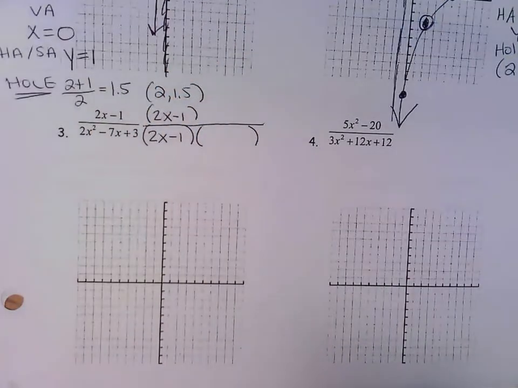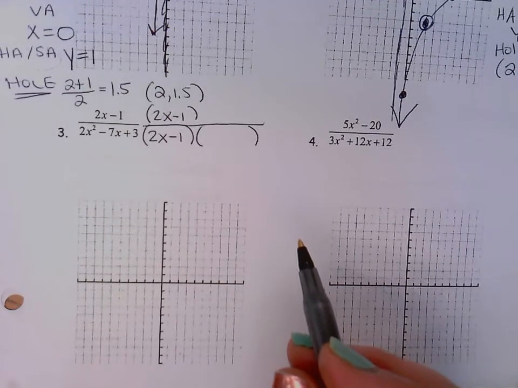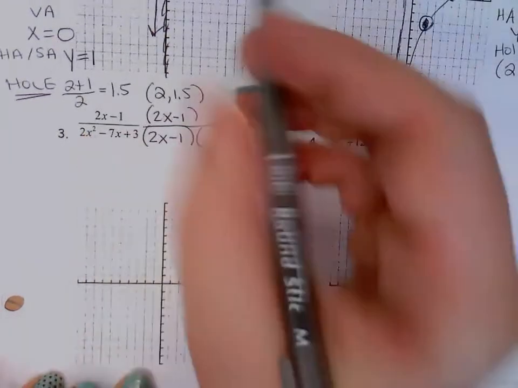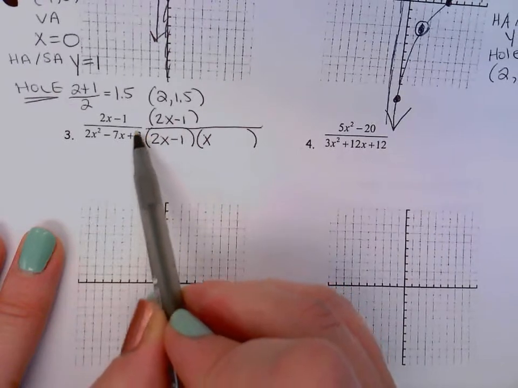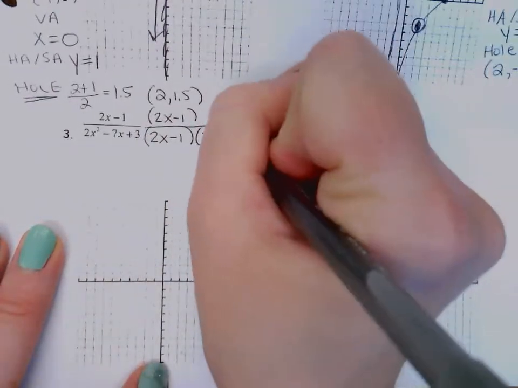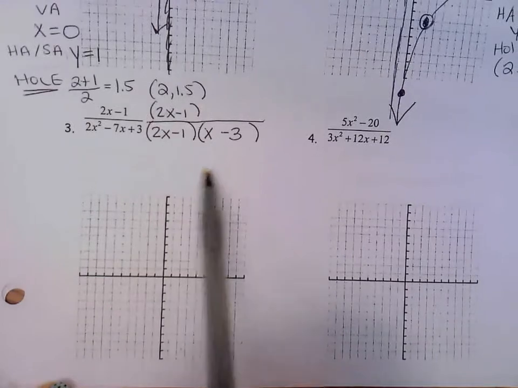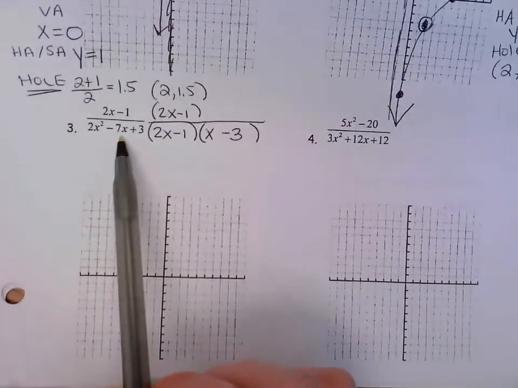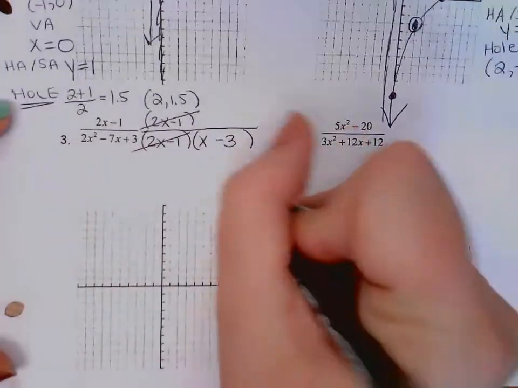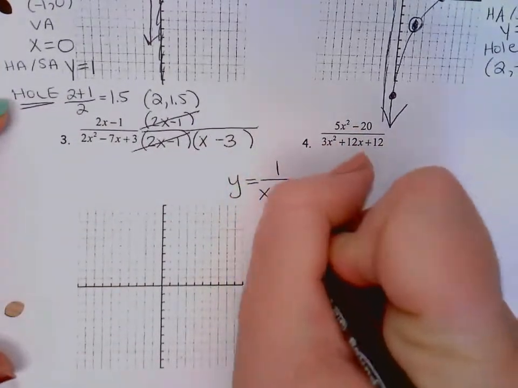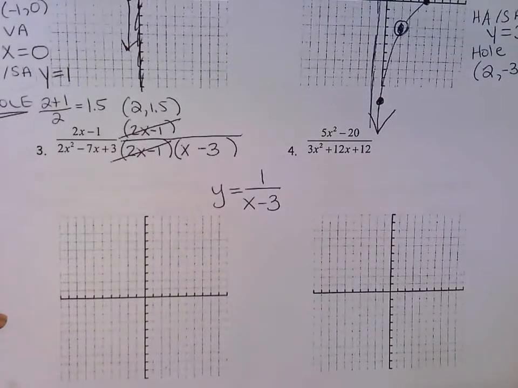So if you hate the box method, look for those little hints to help you. And so if you have to do 2x times something to get 2x squared, this would have to be x, right? And then what would you have to multiply to get positive 3, negative 3? Then you should check, does my outer plus my inner add up to negative 7x? Yes, it does. So there we go. Those factors do cancel, and I get 1 over x minus 3 as my function. So make sure that you keep that x minus 3 in the denominator.